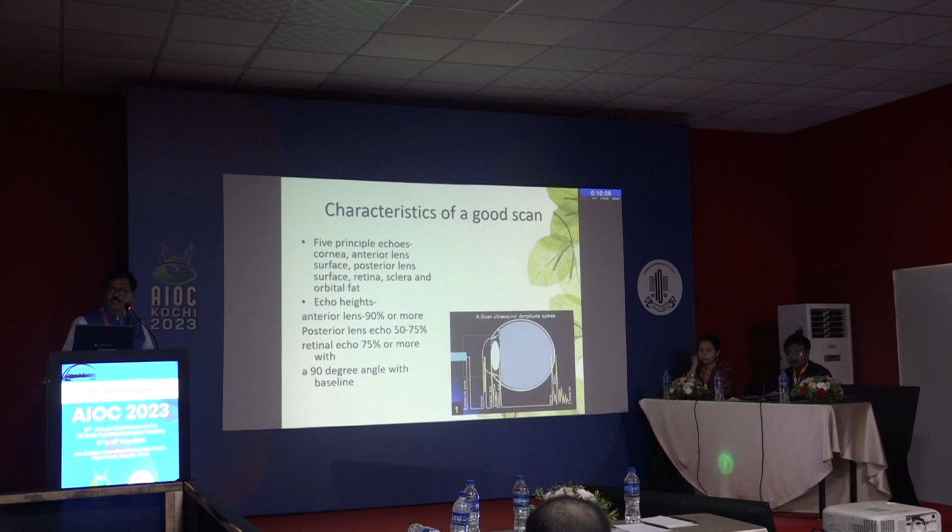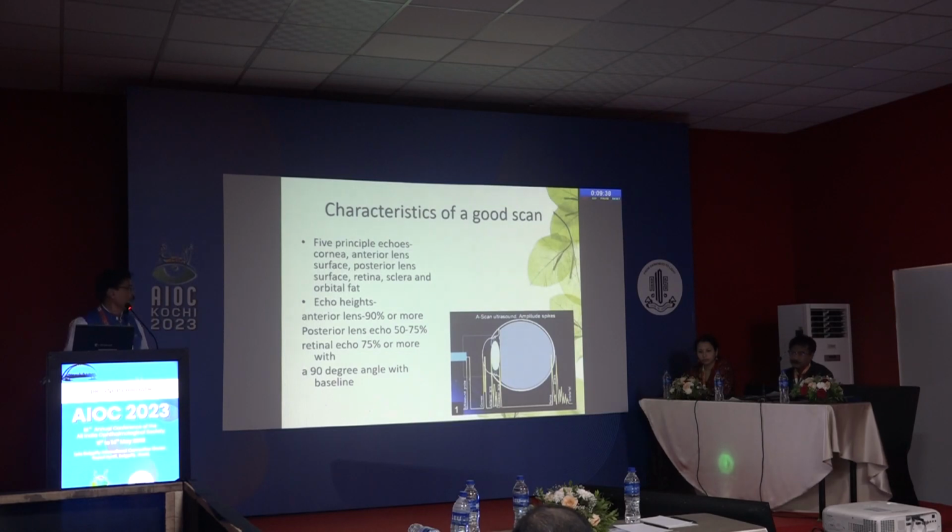The various echoes you can see here: the ultrasonic probe echo, then the corneal echo. The anterior lens echo should be 90% or more, if you take the corneal echo or the probe echo as 100%. The posterior echo should be 75% or more. Then the retinal echo also should be 75% or more. If these echo heights are less, that means your sound is going obliquely.